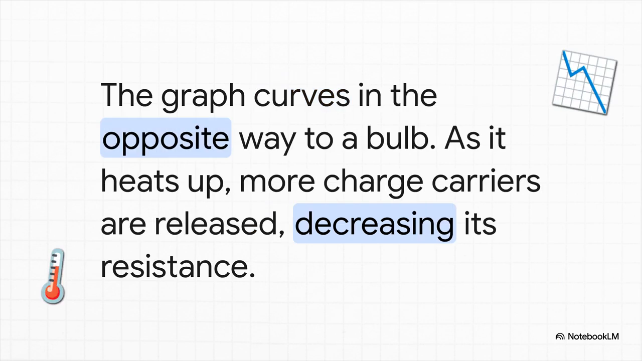A thermistor does the exact opposite. Specifically, we're talking about an NTC, or negative temperature coefficient thermistor. The name literally tells you what it does. As the temperature goes up, its resistance goes down. It's made of a special semiconductor, and as it gets hotter, it actually releases way more charge carriers. That makes it easier for current to flow, so its resistance drops.